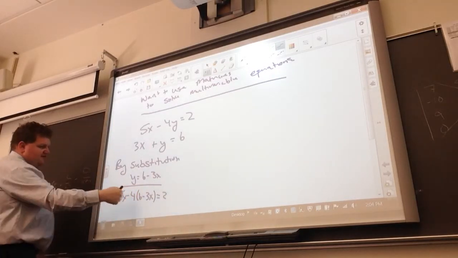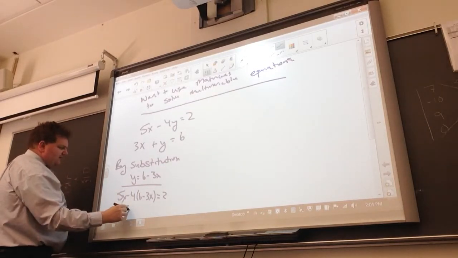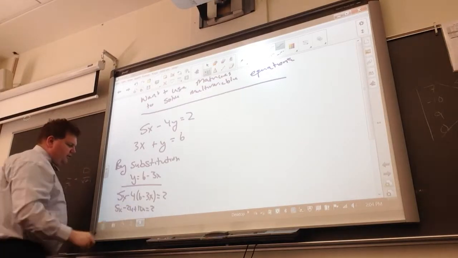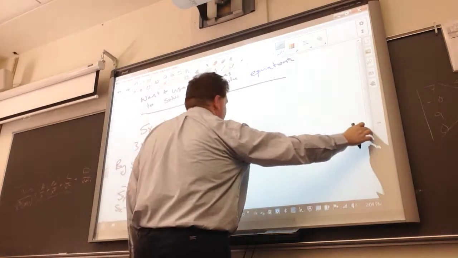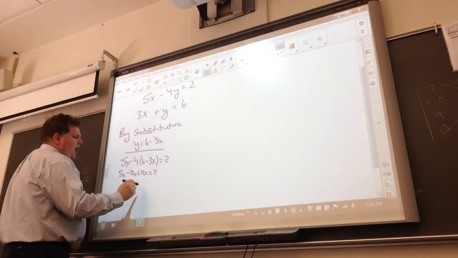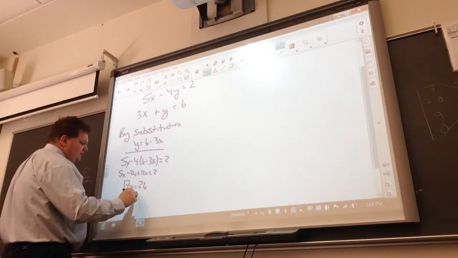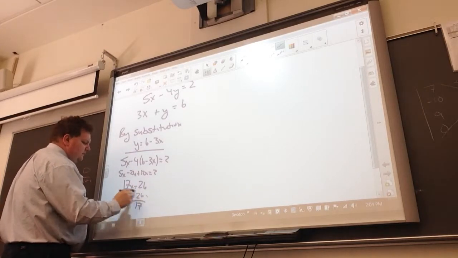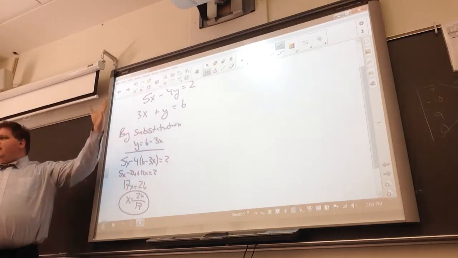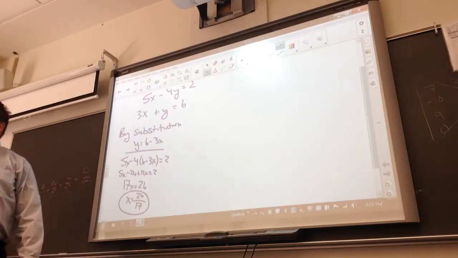Okay, that would give me 5x minus 24 plus 12x equals 2. So, cleaning up everything, that gives me 17x is equal to 26. So, x is equal to 26 over 17. And then if I wanted y, I would plug this back in for it up here and solve. Okay? Easy peasy, right? No problem there.